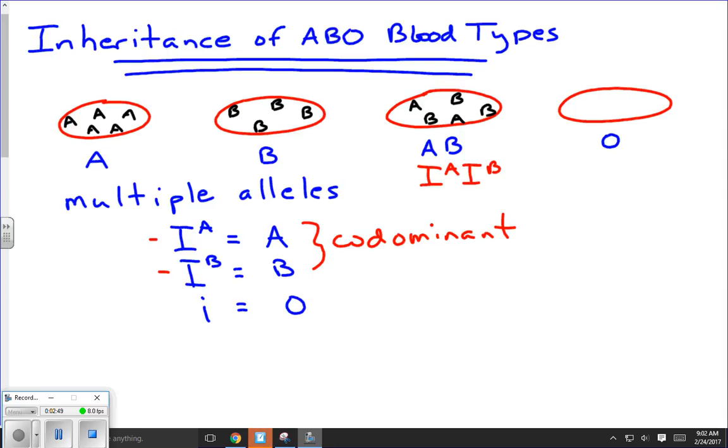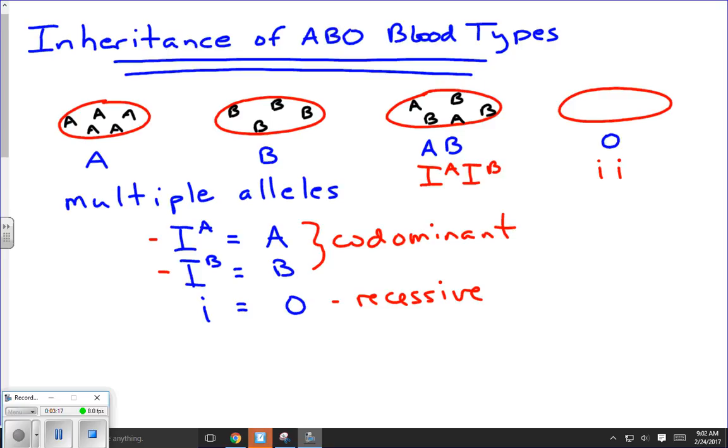Now, little I is recessive, and it's recessive to both big IA and big IB. Which means if we wanted to find out the genotype of a type O person, well, they would have to have the genotype little I, little I. They'd have to have 2 recessive alleles to not have either the A protein or the B protein on the surface of the cells.